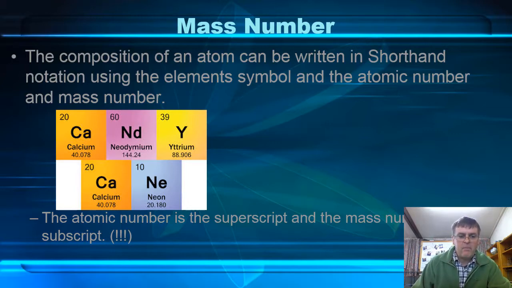I have seen some periodic tables where they've been written the other way around, but most commonly the ones I've been looking at and the ones I try and use have the atomic number at the top and the mass number at the bottom beneath the name and the symbol.